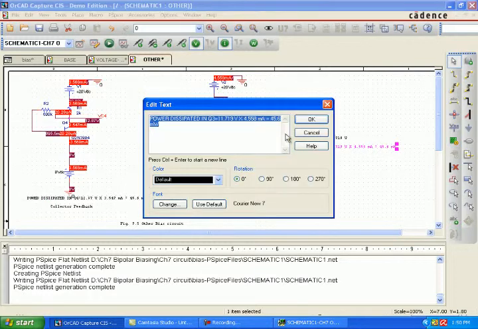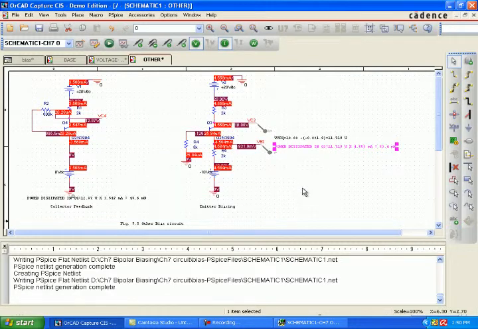Power dissipation for collector feedback. Simply V into I for the Q3. It's 4.3.